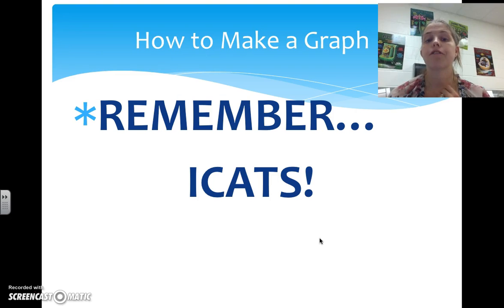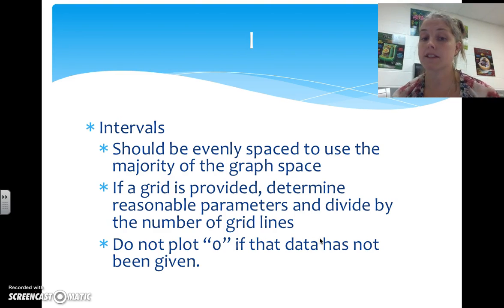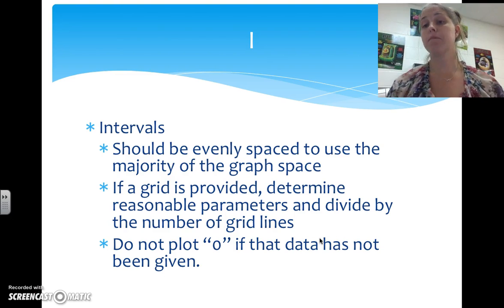So how to make a graph. You guys should all remember ICATS. The I means your intervals. When you're creating a graph, your intervals should be evenly spaced. That means if you're going to count by 2s, every single line equals 2. If you're going to count by 5s, every line equals 5. Each axis should have its own interval system, and that's what you have to stick with.